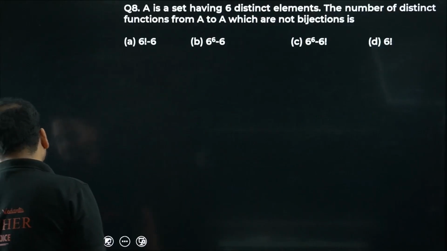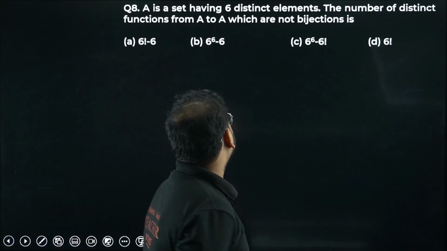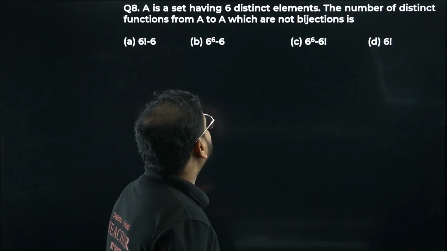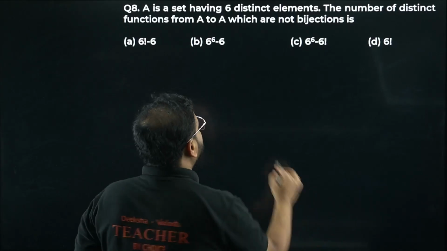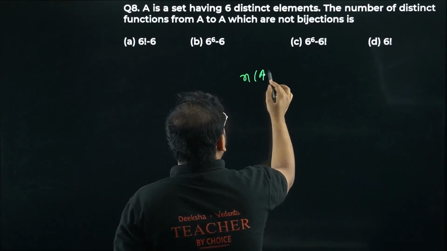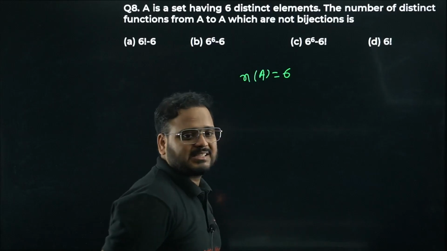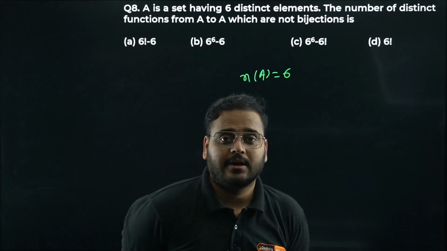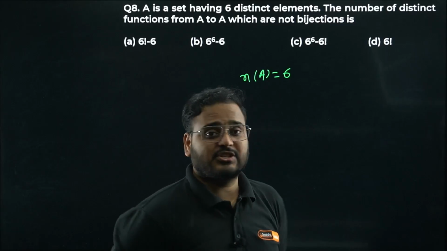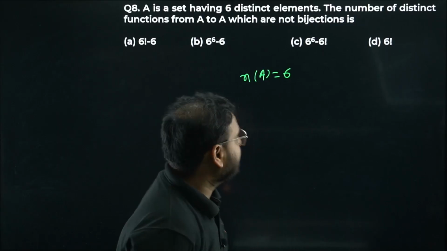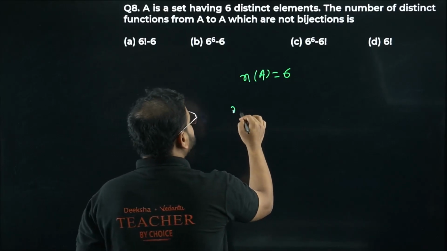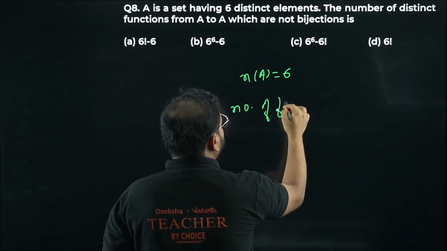Now 8 we have. A is a set having 6 distinct elements. Basically they have given that n(A) is 6. The number of distinct functions from A to A which is not a bijection. Very important: number of distinct functions from A to A. So basically how do we write the number of functions in this case?